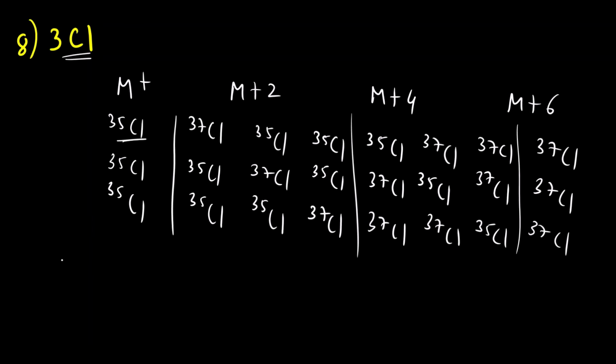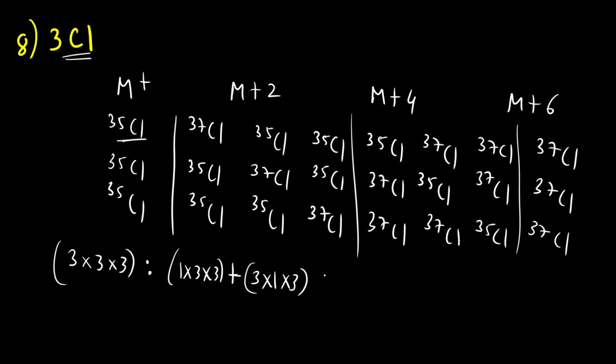Okay, so 35Cl is what? 3. So 3 into 3 into 3. Line means ratio. 37, 35, 35, so 1 into 3 into 3, plus, whenever there is another possibility you add plus 35, 37, 35. So 3 into 1 into 3, plus 35, 35, 37, that is 3 into 3 into 1. Okay, then line means ratio.